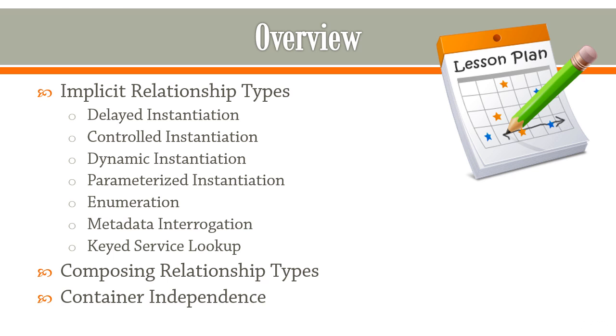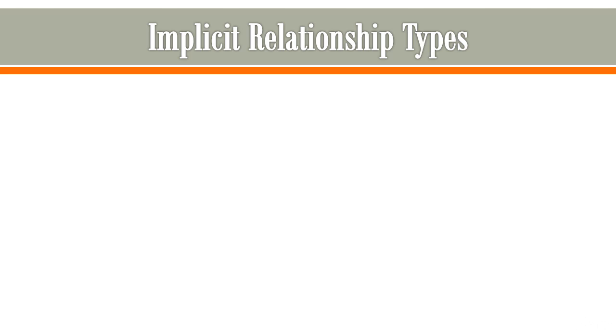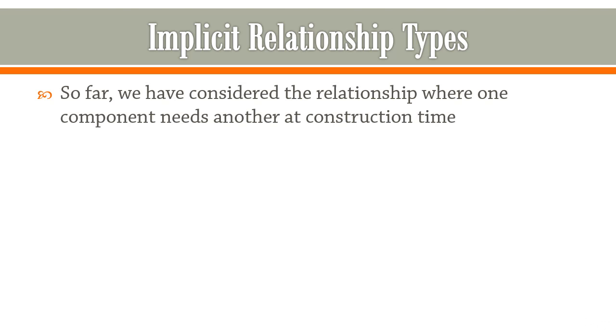Now, before we jump onto those, I wanted to give you an explanation of what exactly an implicit relationship type is, because until now, in the entire course, we've only looked at the relationship between, let's say, the car and the engine, where one component needs another at construction time, and we use the constructor as a way of stuffing all the dependency chains so that everything is fully initialized and completely ready to be used. This is what's called a direct dependency.